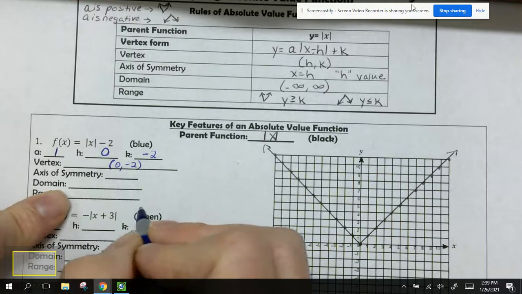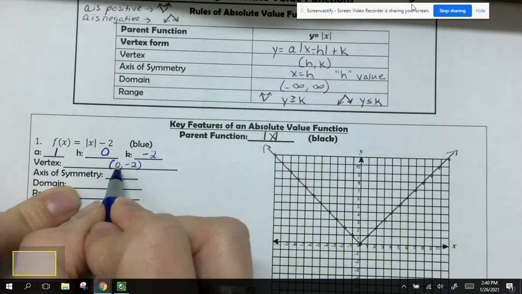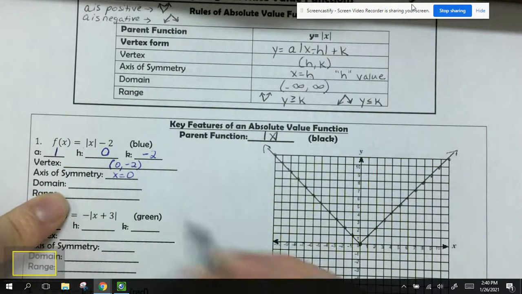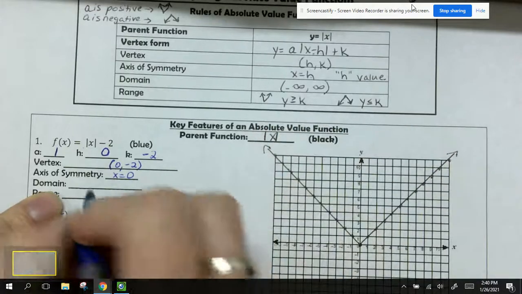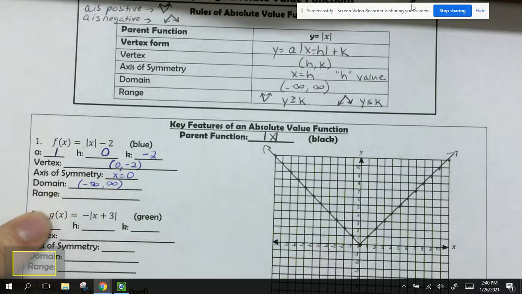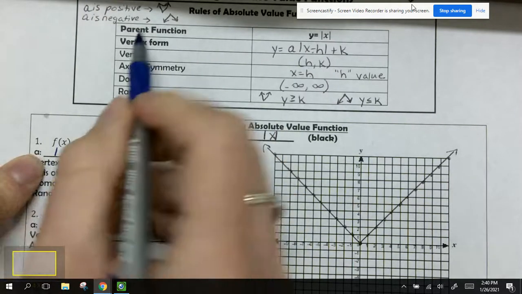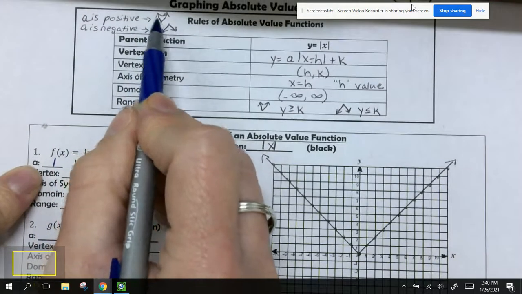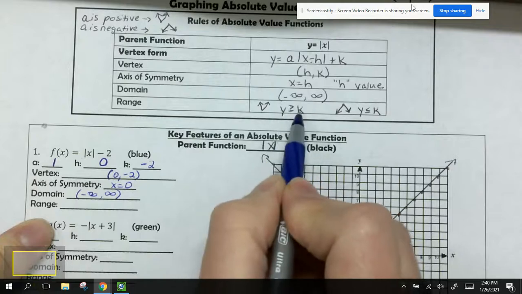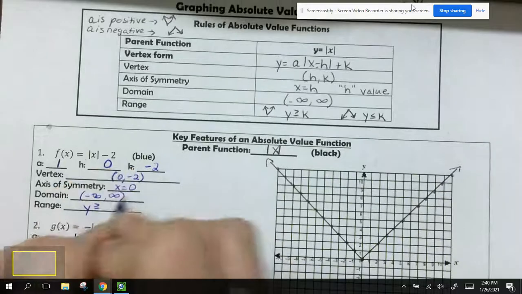The axis of symmetry is x equals h, and h is the first one in my vertex here. So this is x equals 0. The domain is always negative infinity to positive infinity. And the range, okay, so we've got to look at A. A is positive, which means it opens up. If it opens up, then we use y is greater than or equal to k. So y is greater than or equal to k, which is negative 2.